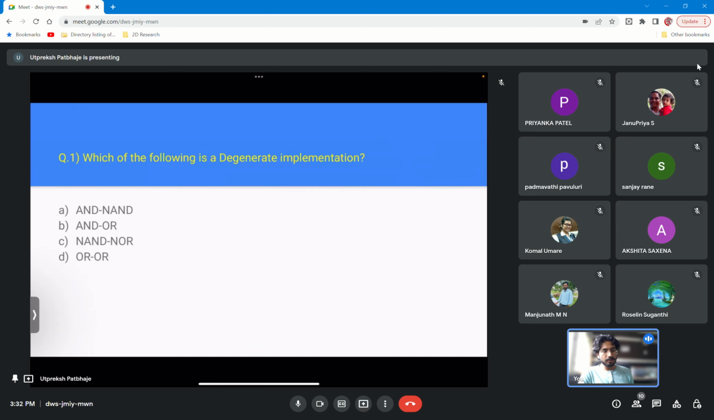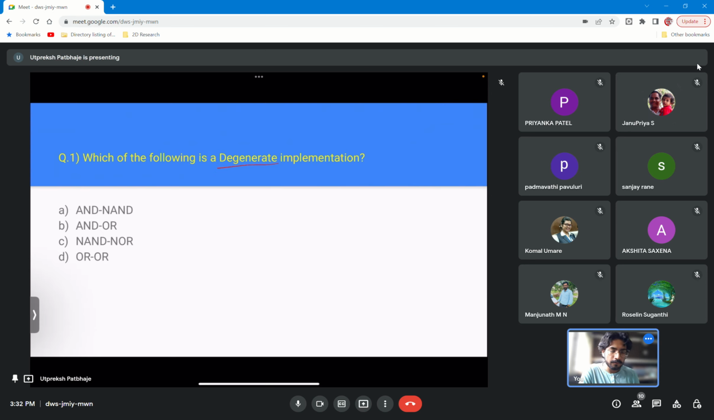Now let's get into some of the practice questions that I have gathered for this week. Which of the following is a degenerate implementation? I was not planning to discuss degenerate in the slides, but since I have already told you what a degenerate logic realization is, just take an attempt at this question. I have given four options. Out of these, which one is a degenerate implementation?